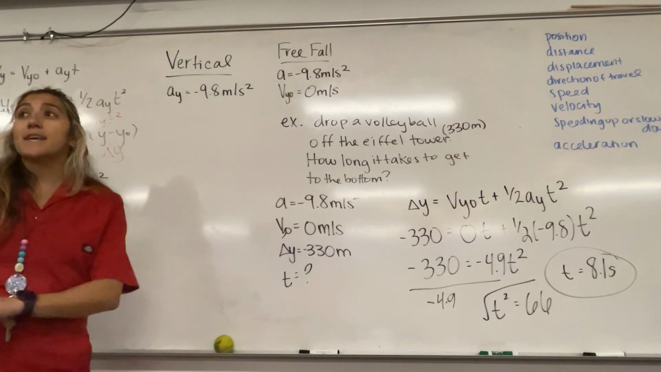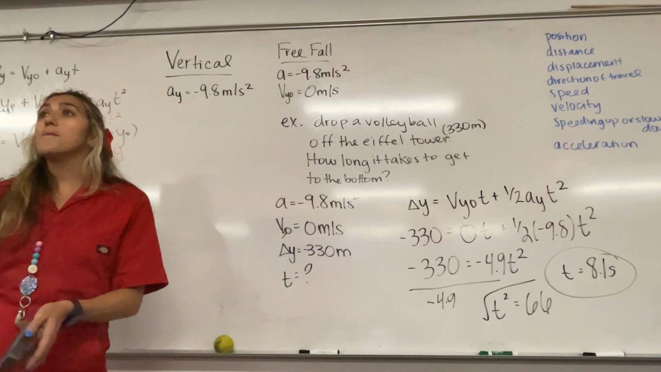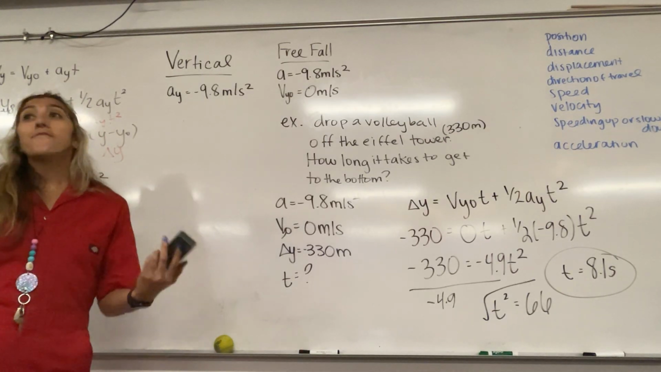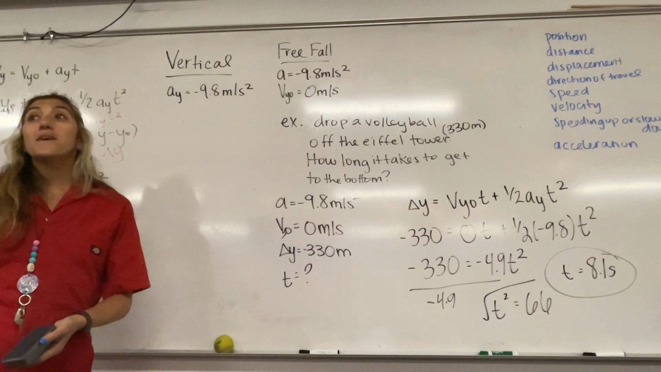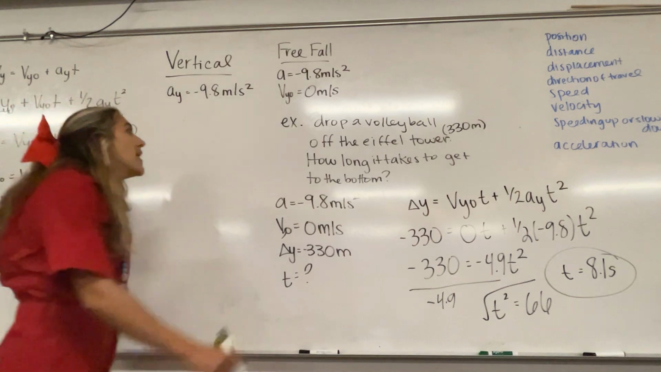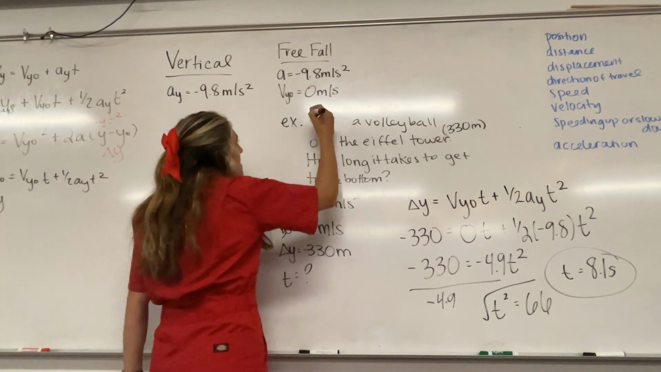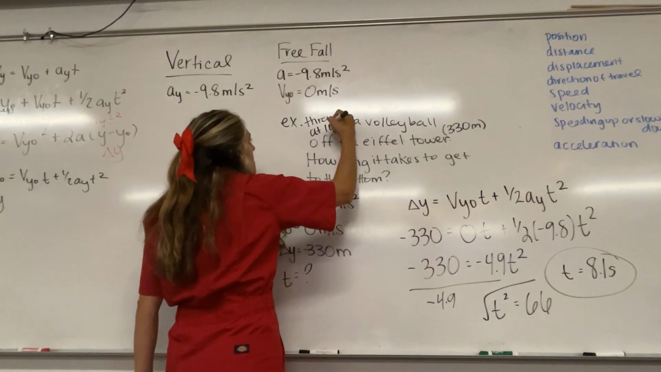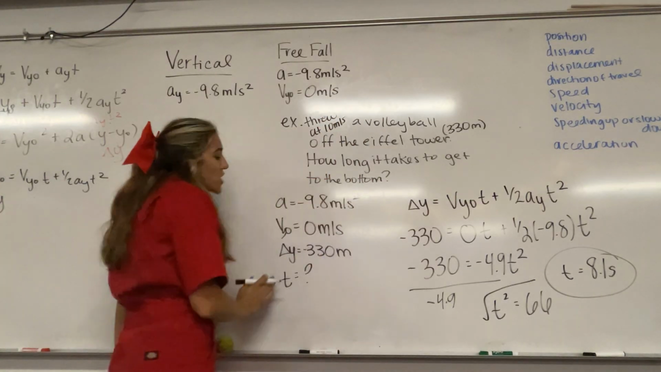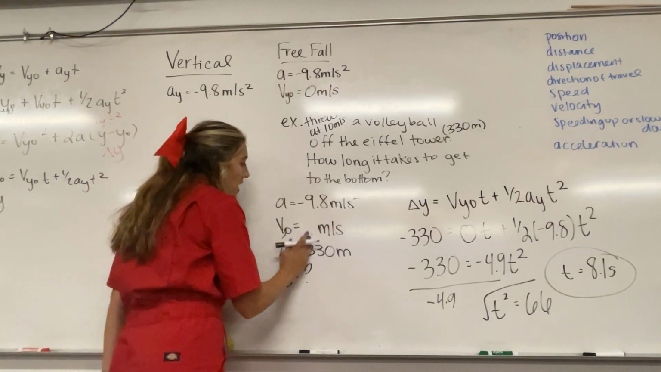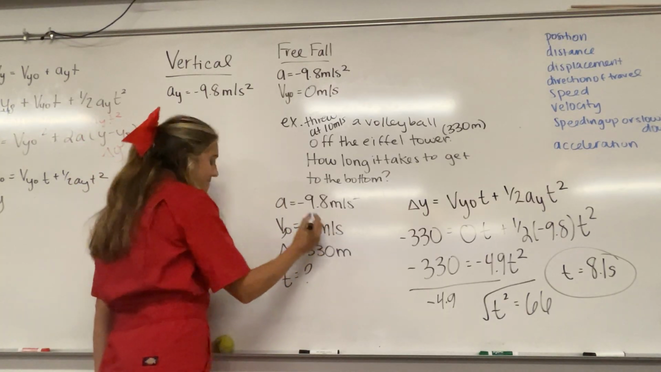I want to show you something scary. Okay, we're not going to finish this problem. You can do it at home if you would like, but I'm going to show you something scary. Free fall, really nice. But originally I said I threw the volleyball down. If I did that, let's say I threw it at 10 meters per second. What changes on this list? Initial velocity. Initial velocity is negative 10.